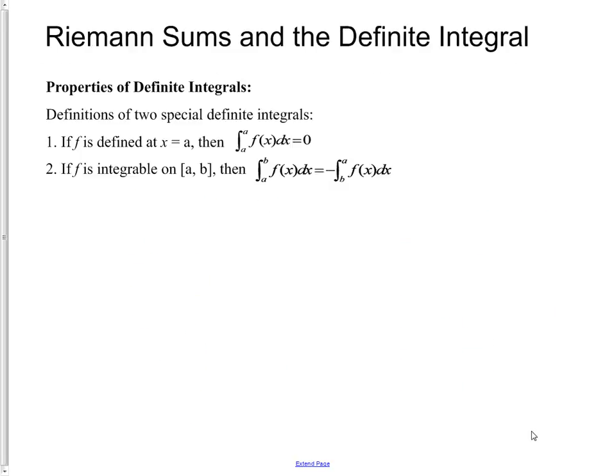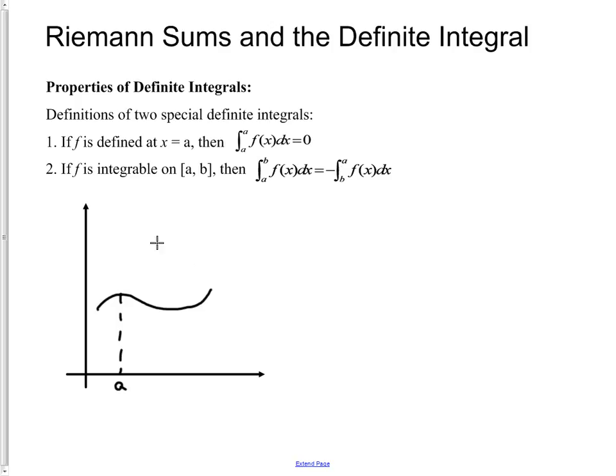So if we're going to be taking definite integrals, we would definitely want to know some properties that are going to help us keep everything straight. And there are a couple of these properties that you should know. For one thing, if we have a function that's defined at the point x equals a, then the definite integral from a to a of f of x dx will equal 0.